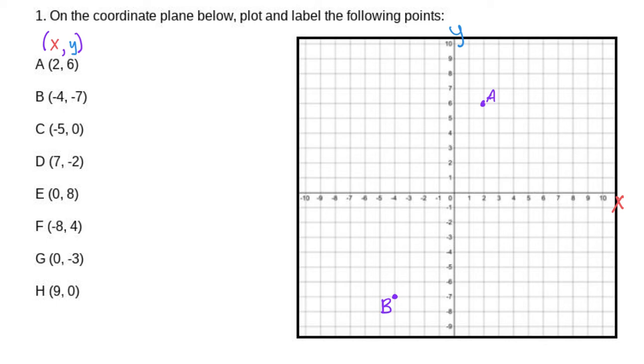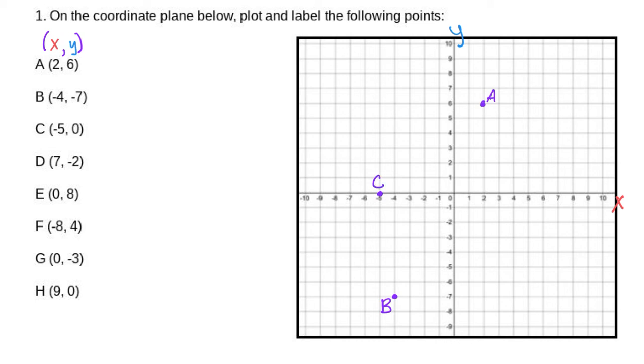And we'll do one last one. C is negative 5, 0. Negative 5, 0 means I start at the origin, and I'm going left 5. For y, it's 0, which means I don't go up or down at all. And so I'm going to put my dot right here, and this is C.